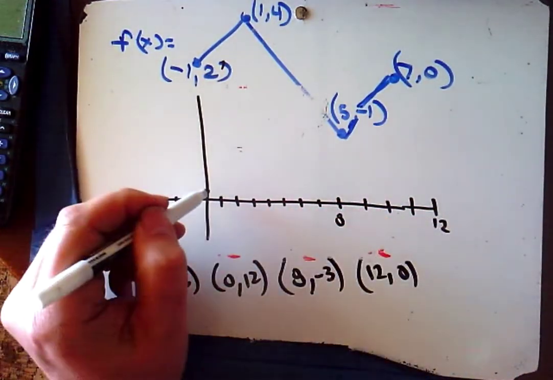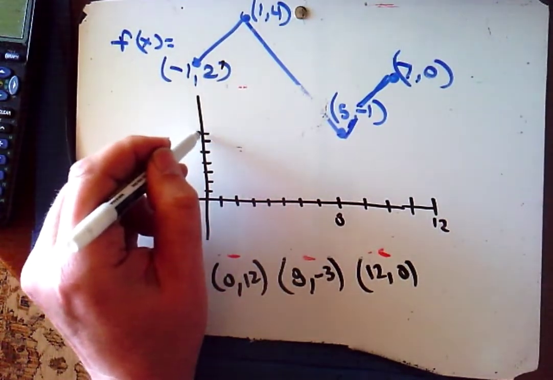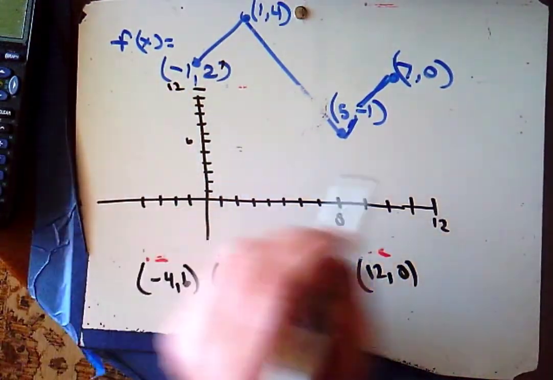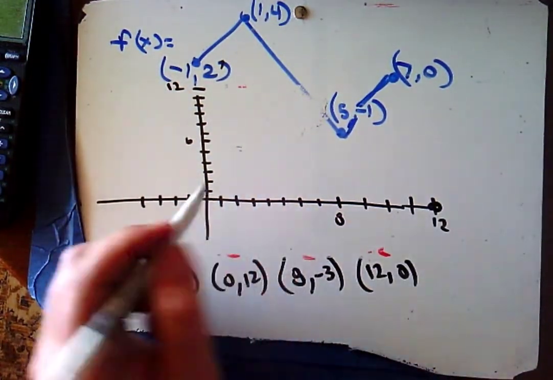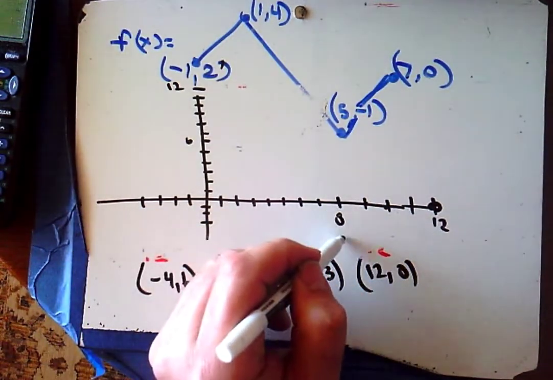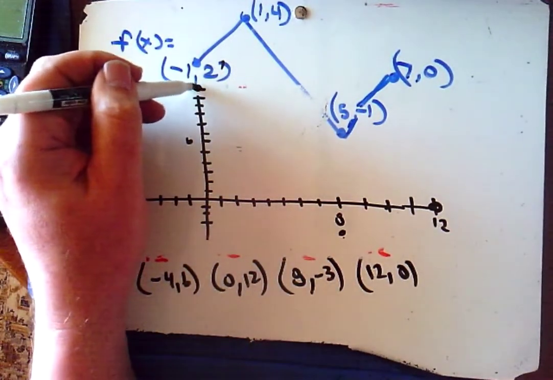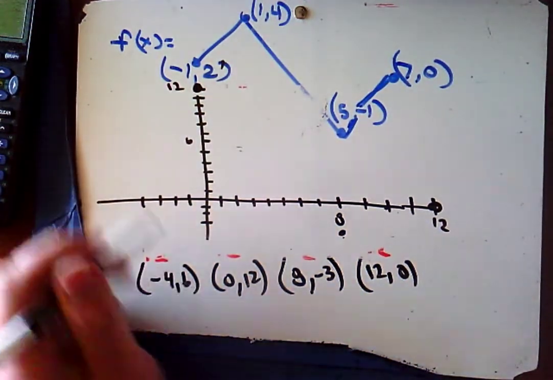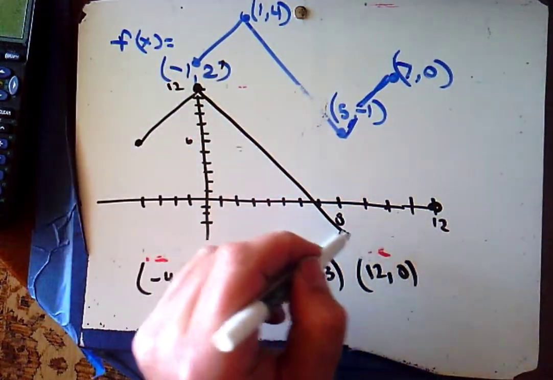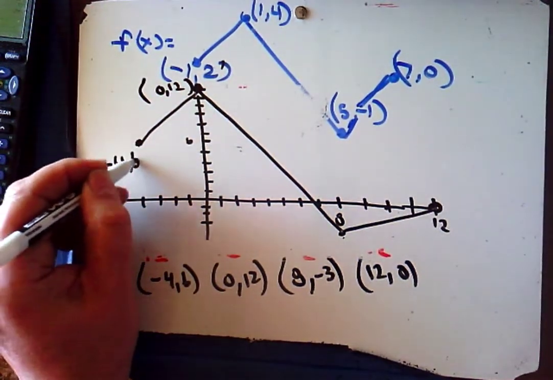It's just so tedious to make all these hash marks. 6, 7, 8, 9, 10, 11, 12. Okay, so we've got (12, 0) as one of our points. We have (8, -3). We've got (0, 12), that's this point. And we've got (-4, 6). Don't forget to label the ordered pairs on the graph.